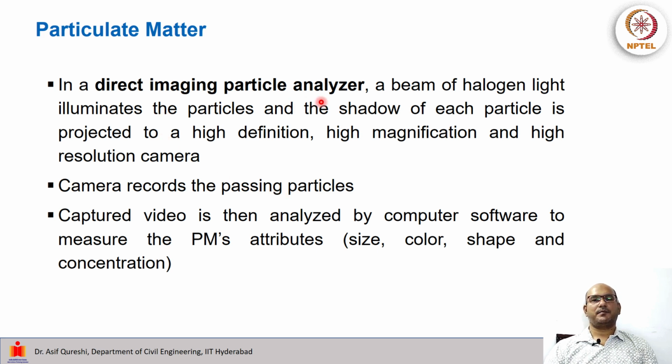In a direct imaging particle analyzer, a beam of halogen light illuminates the particles and the shadow of each particle is projected to a high definition, high magnification, high resolution camera. The camera will record and the video is analyzed by software to measure the PM's attributes, which could be size or shape or color or concentration.